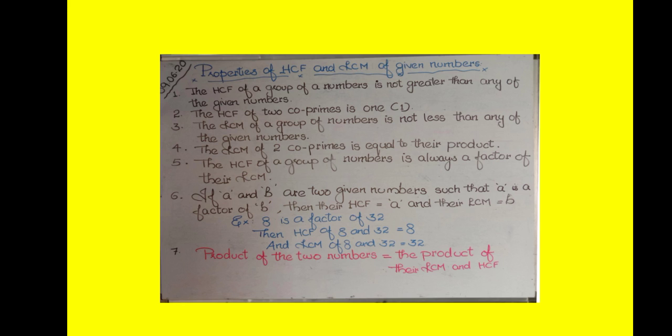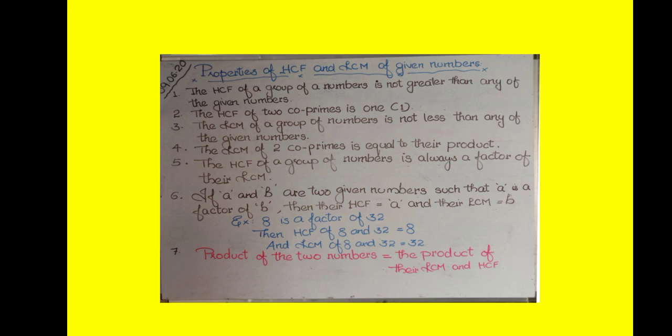If I tell you one more example, let us consider 4 and 2. 2 is a factor of 4. Then the HCF of 2 and 4 will be 2. The LCM of 2 and 4 will be 4. I hope it is clear.